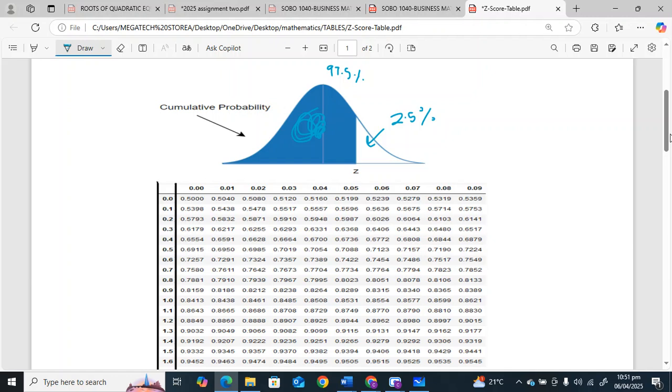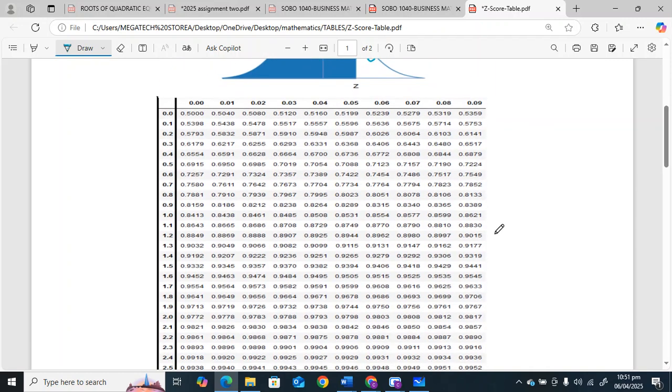In decimal form, it's 0.975. So you look where is 0.975 here. Okay, 0.975, and when you correspond it, it's 1.9 here and 0.06 here. So when you add the two, 1.9 plus 0.06, that's how you get 1.96. Okay, colleagues, that's how that magical 1.96 is appearing.